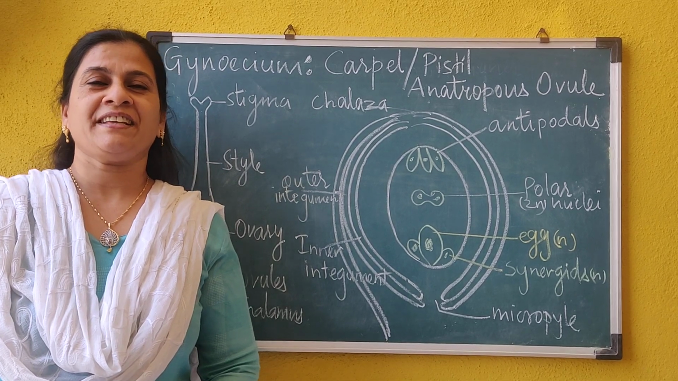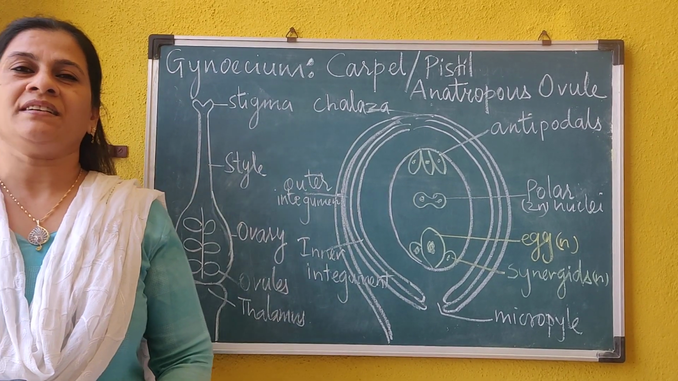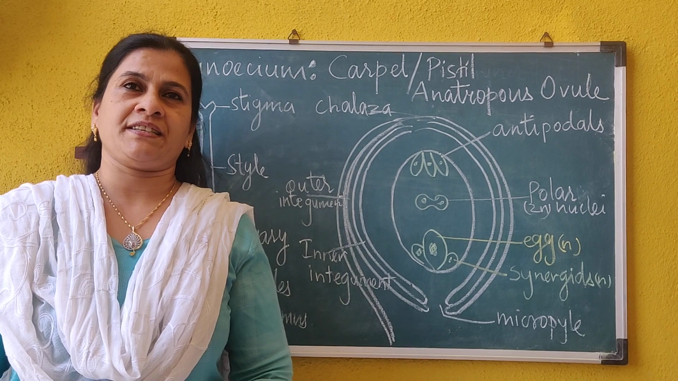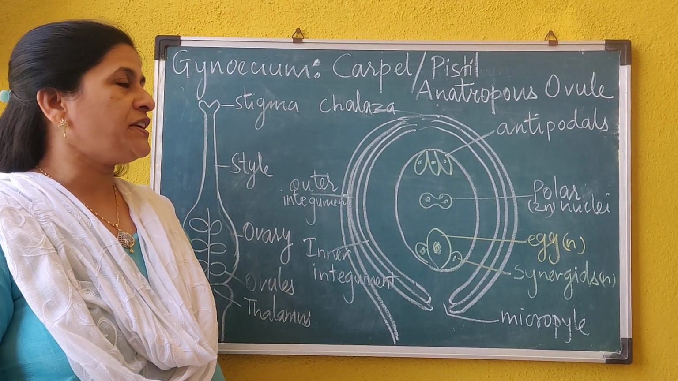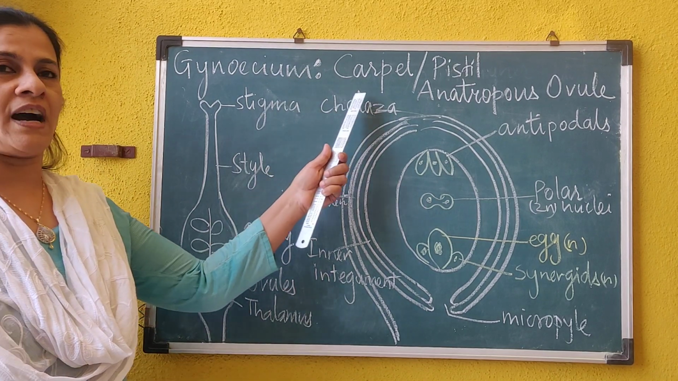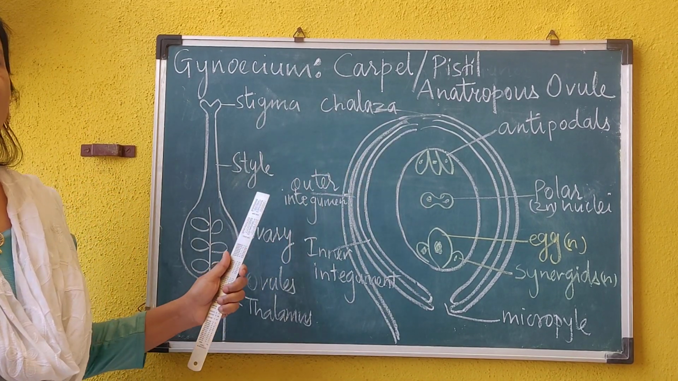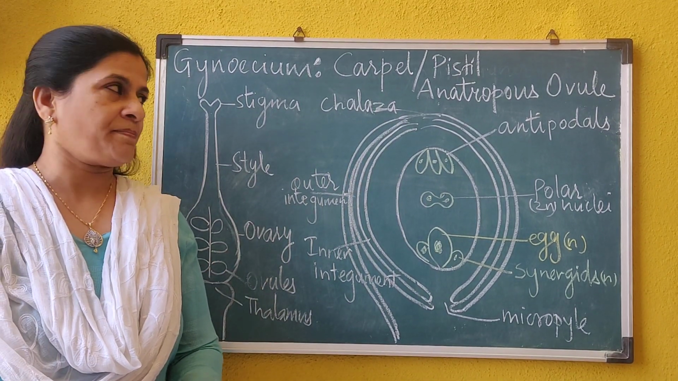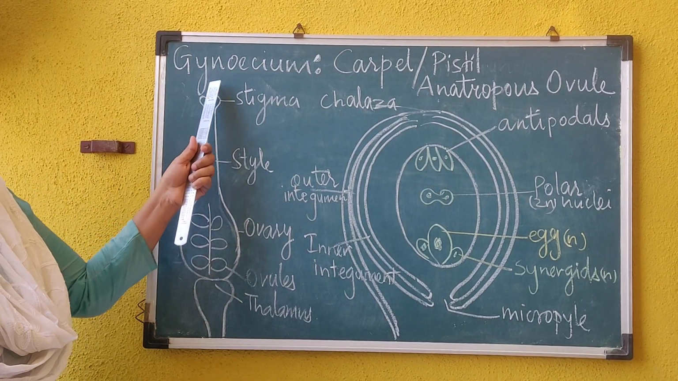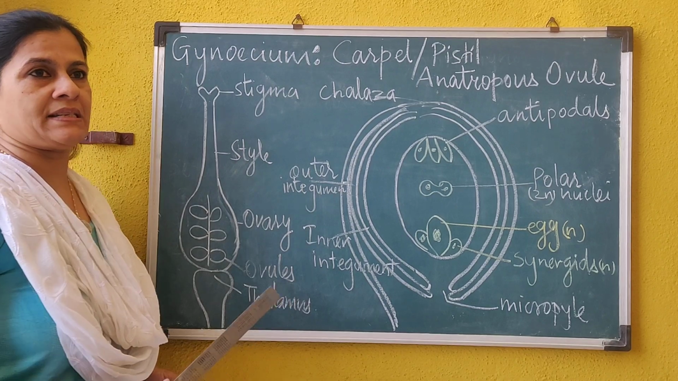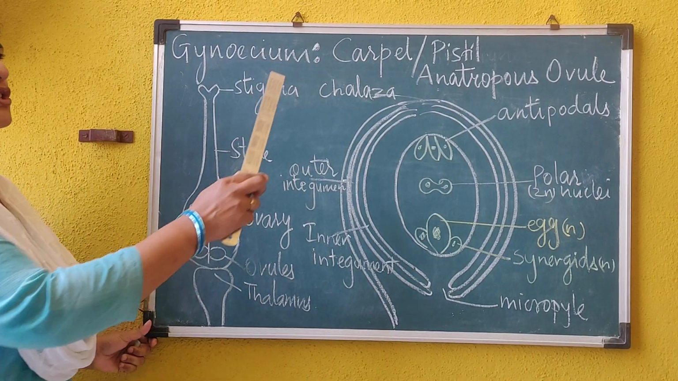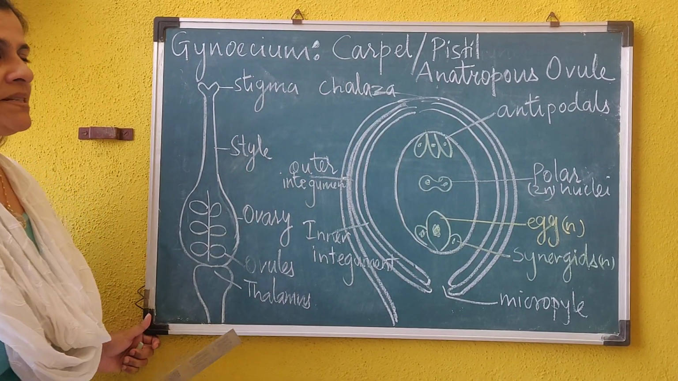Hello students, in the previous video you have already seen microsporogenesis and structure of pollen grain. In this video we are going to see the structure of carpel and the process of megasporogenesis. Now gynoecium is also called as carpel or pistil. That is, single unit of gynoecium is called as carpel or pistil.